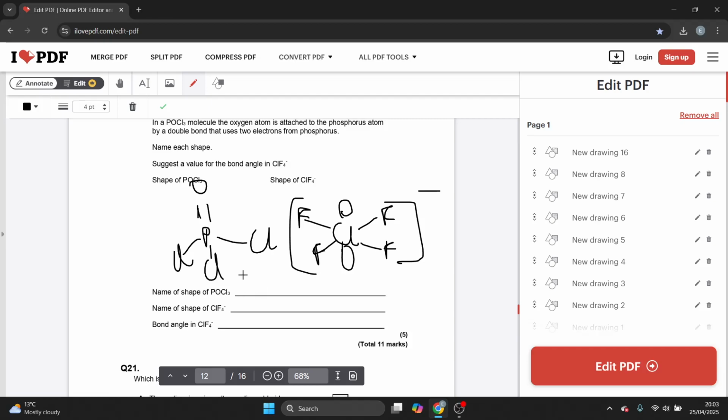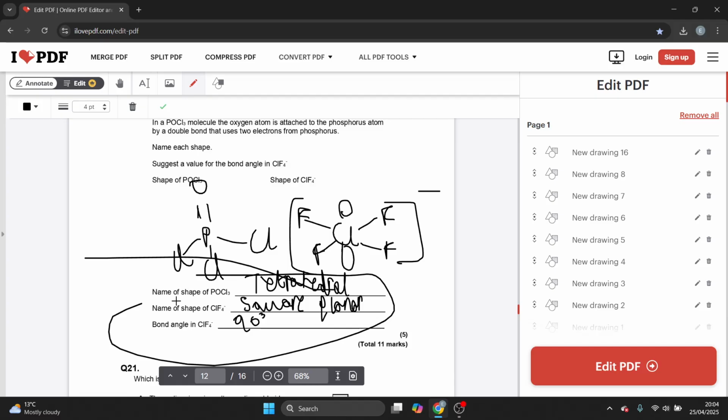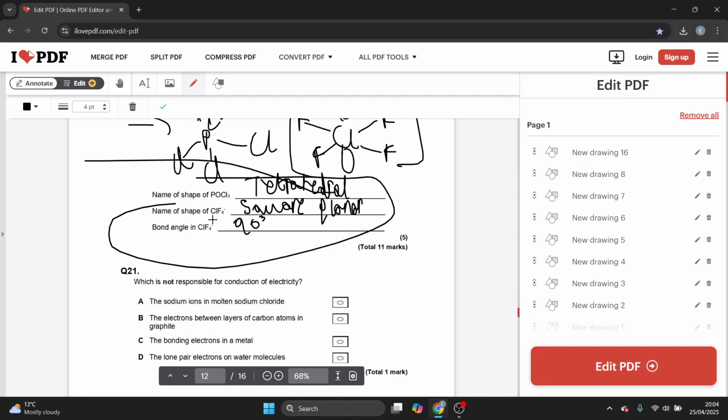The name of the shape of POCl3 is trigonal planar. Actually, no, POCl3 is tetrahedral. ClF4 minus is square planar, and remember, the bond angle in a square planar shape is 90 degrees. So that's pretty nice. This part's really nice, and yeah, I guess that's pretty nice as well.